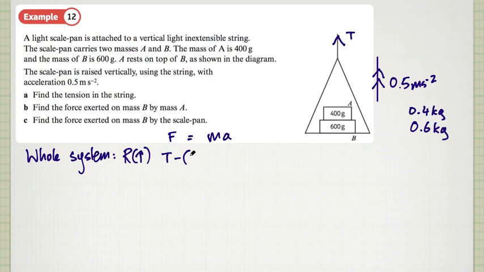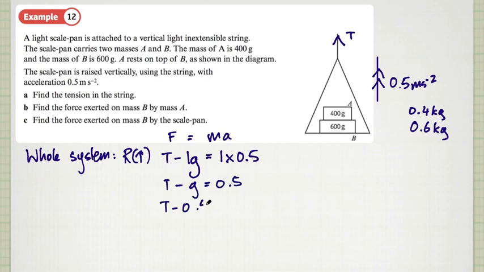I'm going to get rid of that bracket actually. Having added them together already, we've got 1 kilogram. That means that we're going to take away 1 times g, not 1 gram, but 1 times 9.8, acceleration due to gravity. And that is the mass, 1, times the acceleration, 0.5 meters per second squared. So rearranging that, I'll just do that in a couple of lines. T minus g equals 0.5.